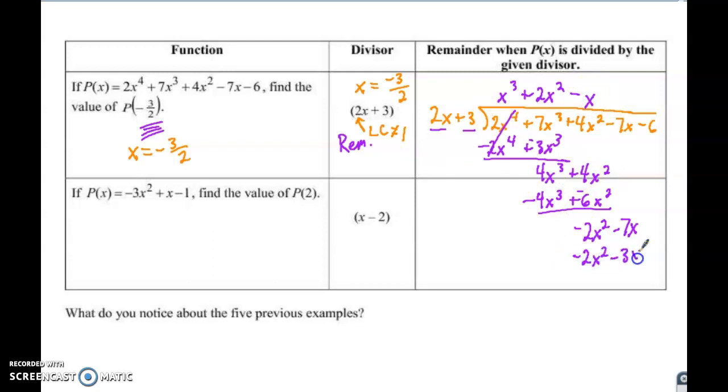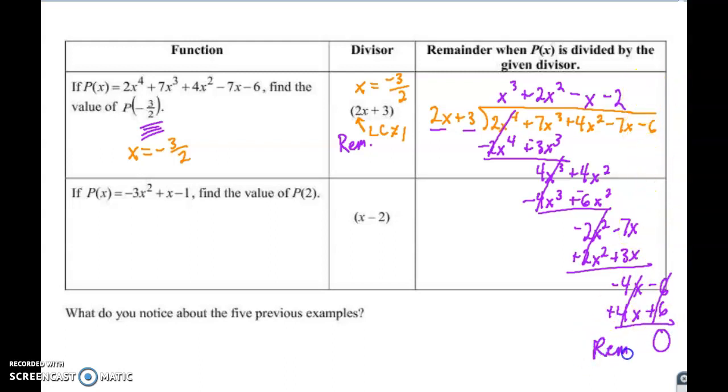Minus 3x as you subtract each piece. These cancel. I didn't write that. Those cancel. But negative 7 plus 3 is negative 4x. Bring that 6 down. 2 times negative 2 gives you negative 4. And as you subtract, both of those cancel. So your remainder is 0.